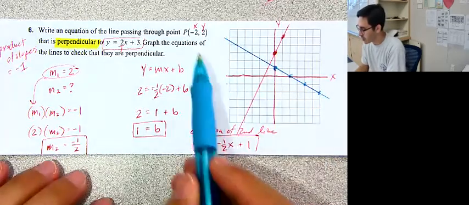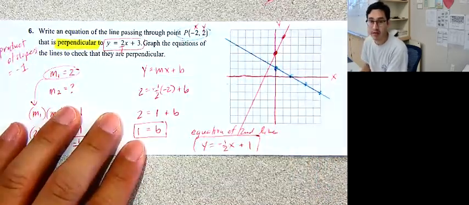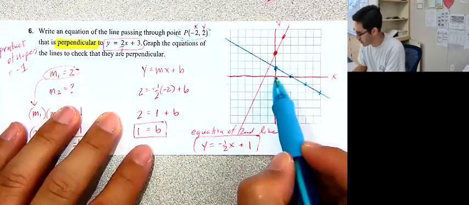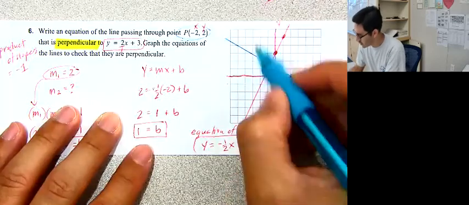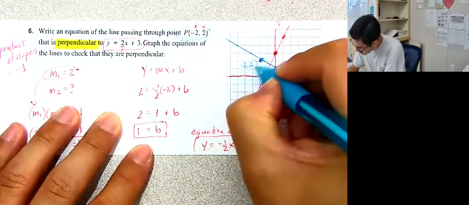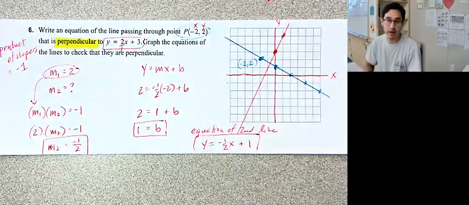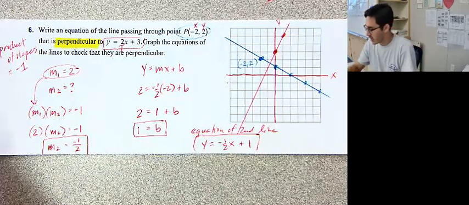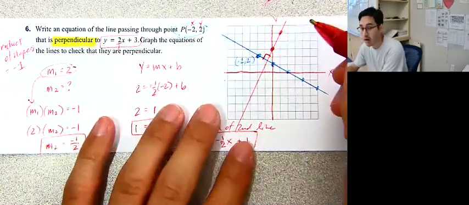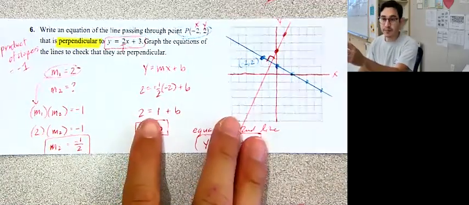And so what we do want to just double check is that our second line passes through the point (-2, 2). So if we go -2, 2, yes, we can see that that point does fall on our second line. And from the looks of things, these do look like they're perpendicular, right? They cross at a 90-degree angle.